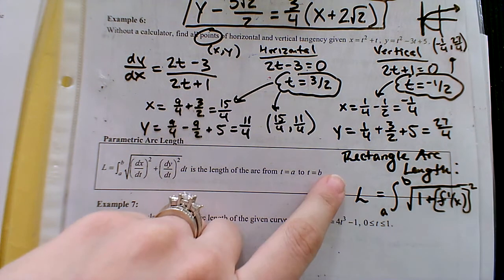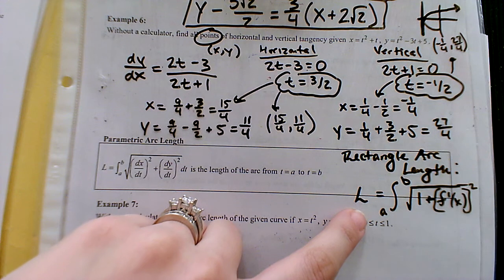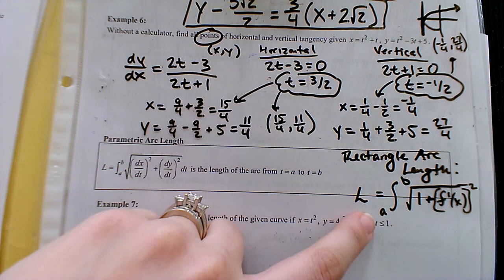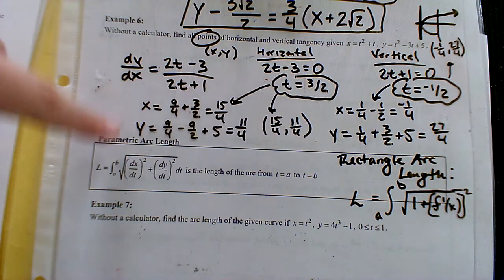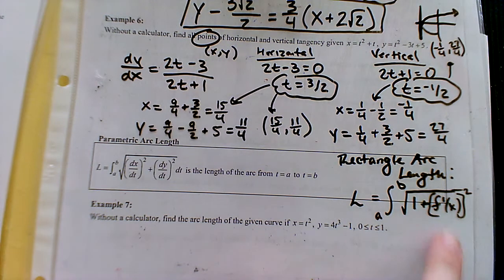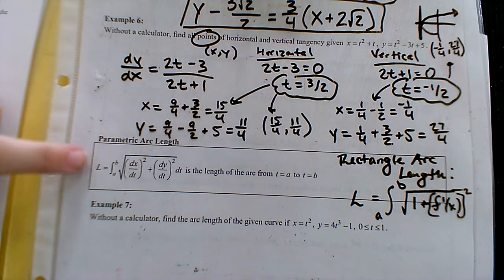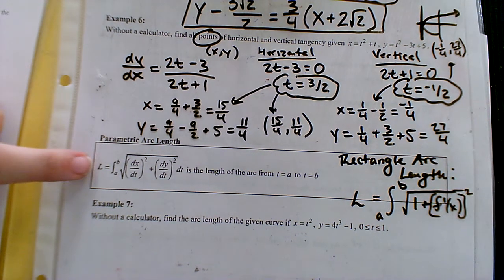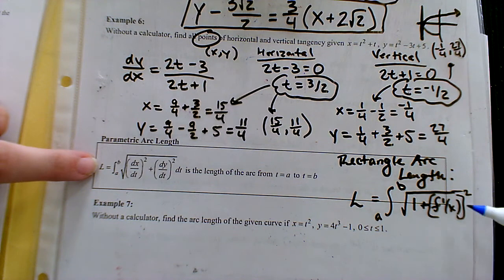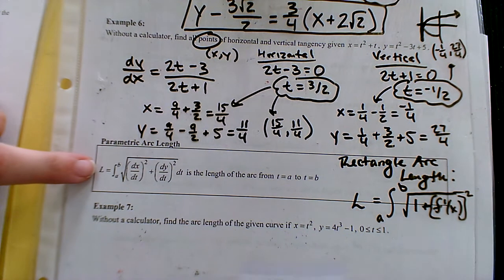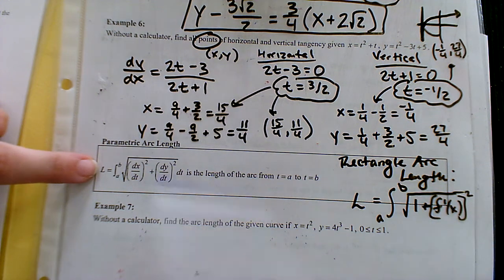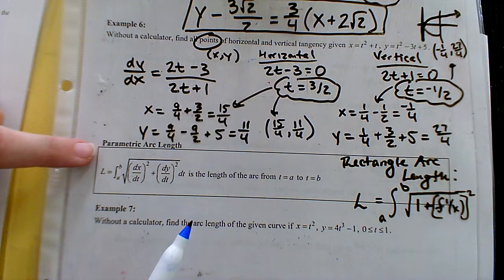All right, so rectangular arc length, if you have an f of x equation, that's how we can figure out the length of the curve from a beginning point to an ending point. Parametric, though, we don't have just one equation. We don't just have an f of x, okay? We have two equations, right? So notice how the integral for arc length for parametric equations is very similar to the one for rectangular arc length. Just instead of 1 plus the derivative squared, we have each individual derivative being squared.